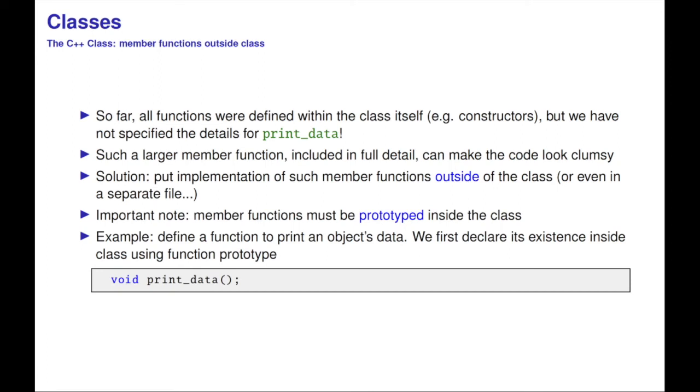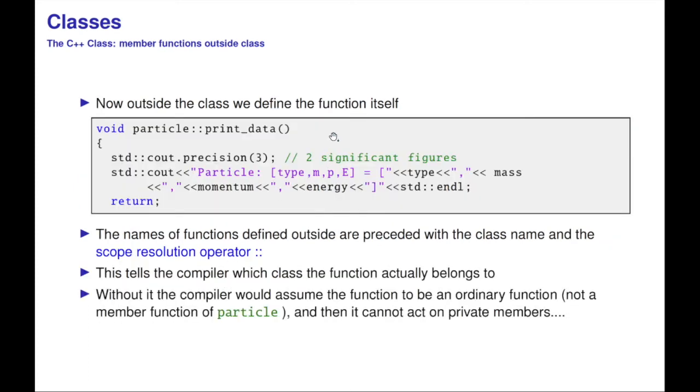The important note is that member functions must be prototyped inside the class, and for example, we defined the function in the class in as natural a way as we could. Now, outside the class, we define the function itself. So we've got a particle print data. Realize that we now need to prefix it with this name resolution operator, this double colon or scope resolution operator, which says which function we're actually defining over here. And then we have the same statements as before, still accessing the private data of the class inside the function, because that's not a problem.